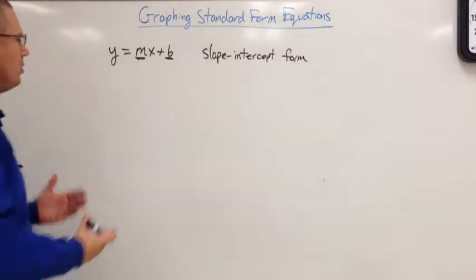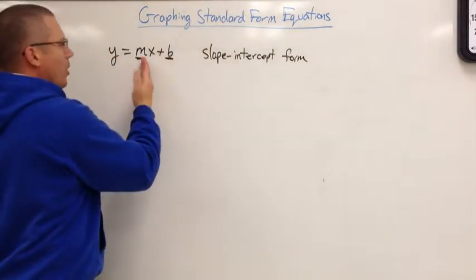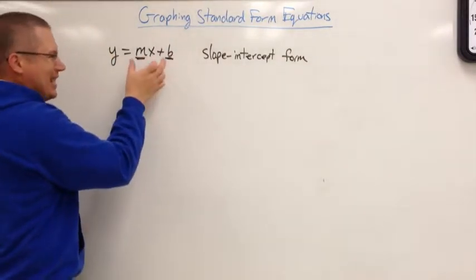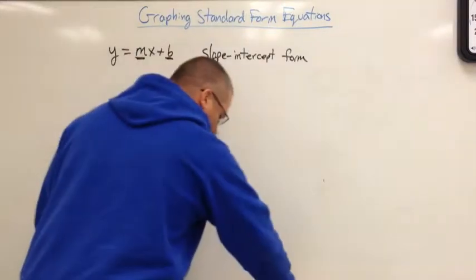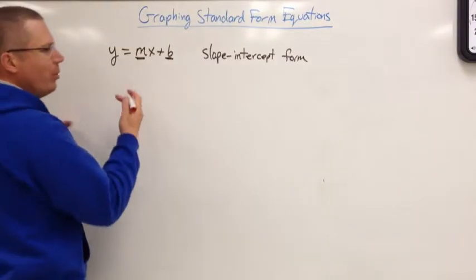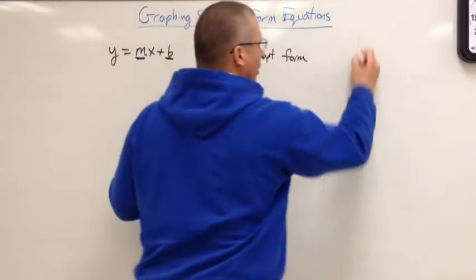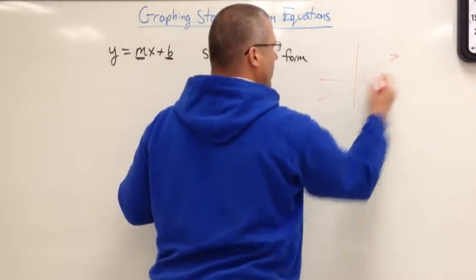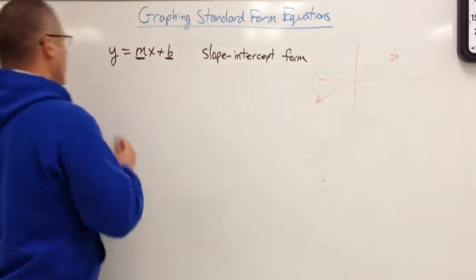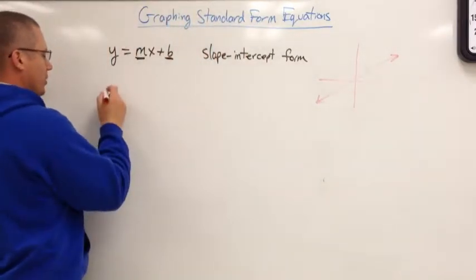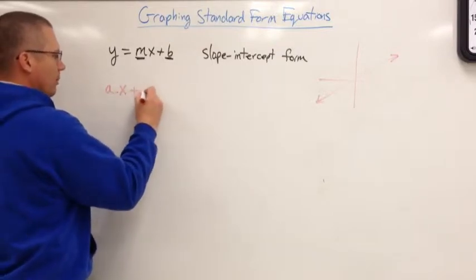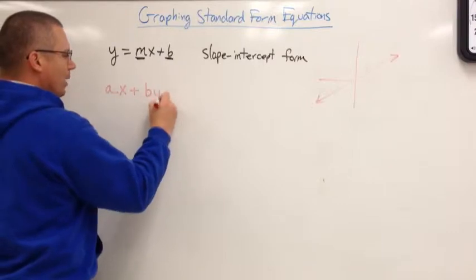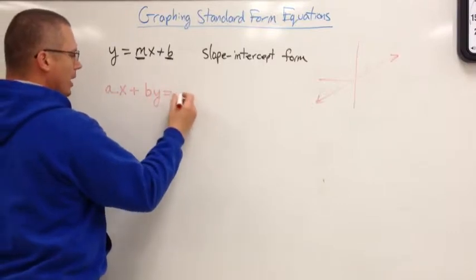It's the name given to it. Why? Because you have your slope and you have your intercept easily identifiable here. Another form that you can often come across when dealing with linear equations, things that make straight lines, is what's known as standard form. Standard form usually is this: a number multiplied to your x plus another number multiplied to your y equaling a third number.